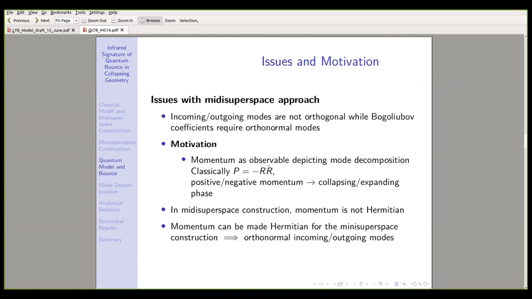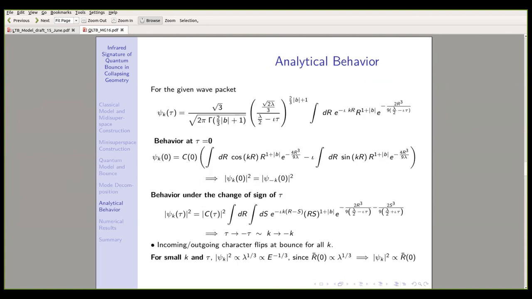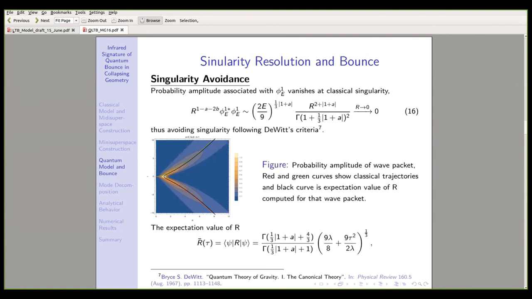So my question is, what was the maximum areal radius in your simulations? Or maybe we don't know that directly. The maximum areal radius can be anything, since R of tau is proportional to tau to the power 2/3 in the large tau regime.